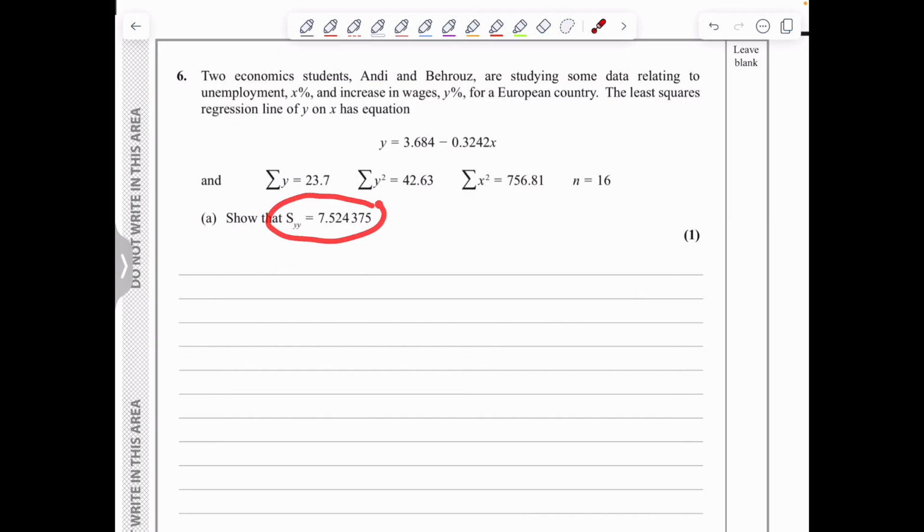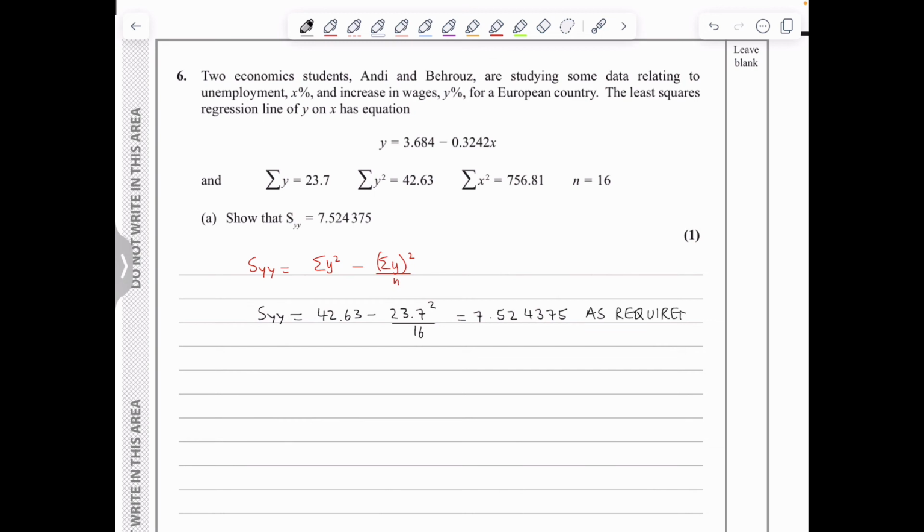Well, let's recall that Syy is simply sigma y squared minus sigma y all squared over n. So in our case, Syy is going to be 42.63 minus the 23.7 all squared divided by 16, which is the number of observations, which gives me exactly 7.524375 as required.